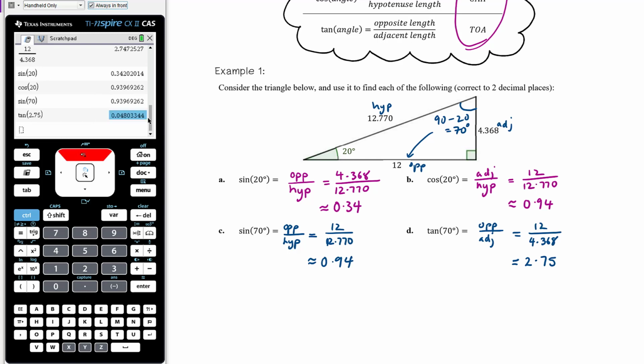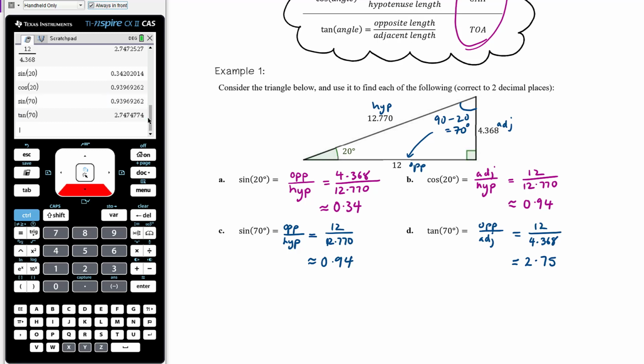Oh, sorry, not 2.75, tan of 70 degrees. Sorry, I put the length in there, always putting the angle inside the tan function. Sorry, let's get rid of that, and let's actually press Control Enter here to get this one as a decimal. So yes, 2.75, matching what we're seeing there.